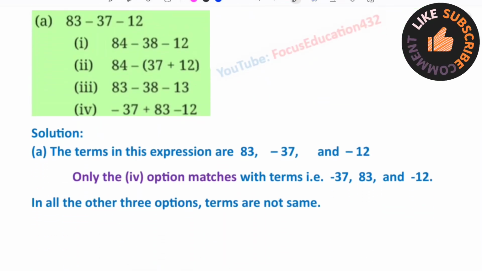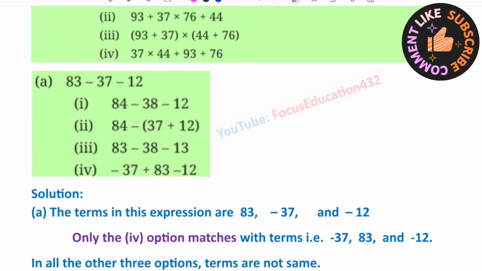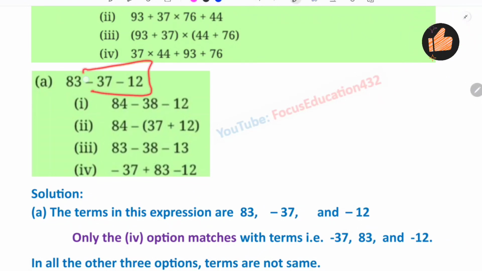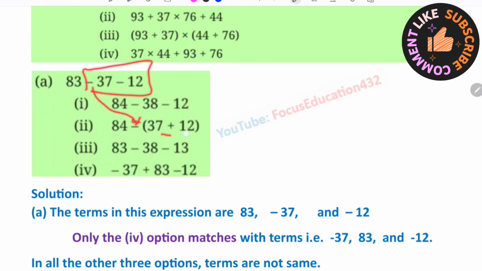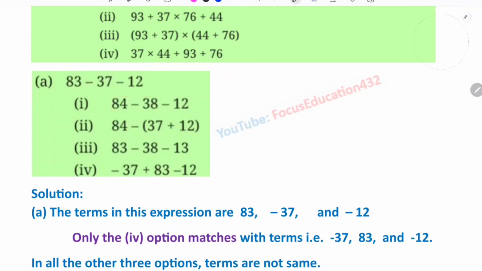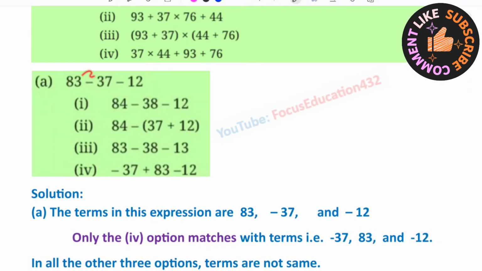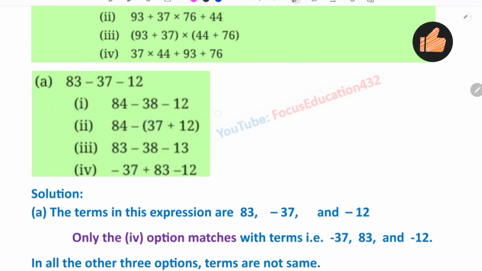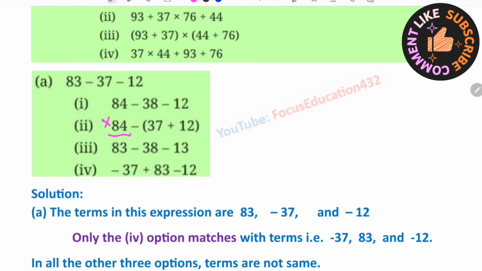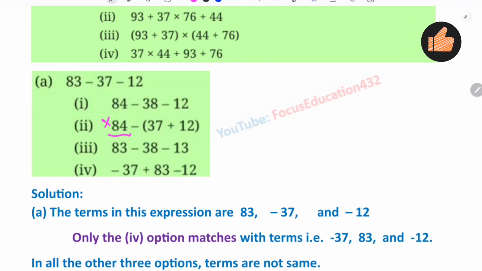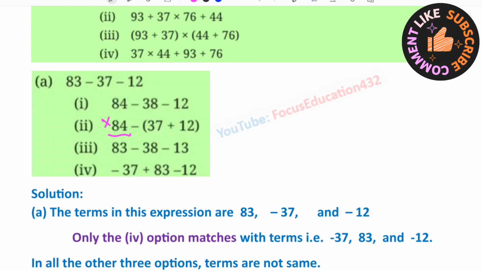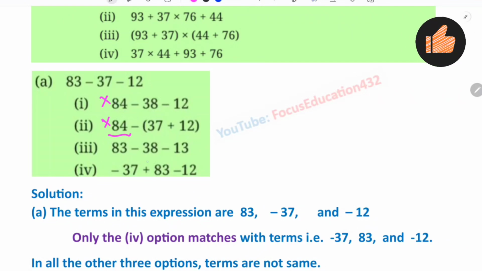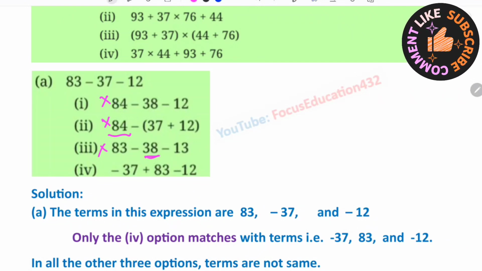Clear? So I have written here separately 83 minus 37 minus 12. If you take this, both are minus, same as this one, minus outside, inside plus. So because sign will change. Oh no, sorry, this is 84, no. This is 83, this also does not match. So no match. So this is 84, no match. Here you are having 83, so this is also 84. 83, 38 is not there, so this is also not a match. 83 is correct, minus 37 is correct, minus 12 is correct. So this is the only match.